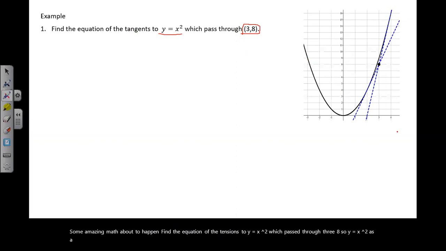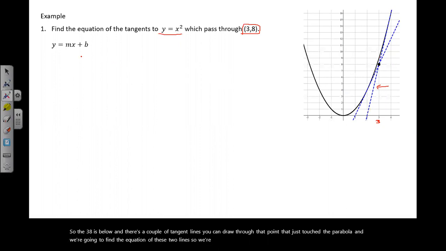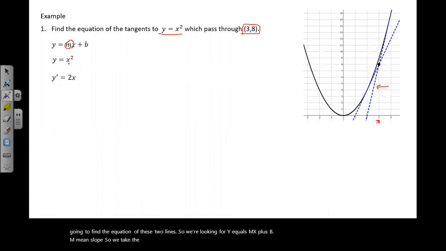The point (3, 8): when you plug 3 into y equals x squared, you get 9. So the point (3, 8) is below. And there's a couple of tangent lines you can draw through that point that just touch the parabola. And we're going to find the equation of these two lines. So we're looking for y equals mx plus b. M means slope. We take the derivative and we find the slope.